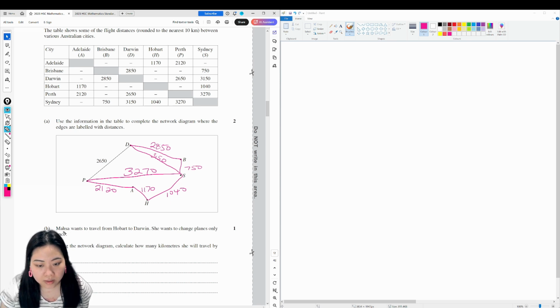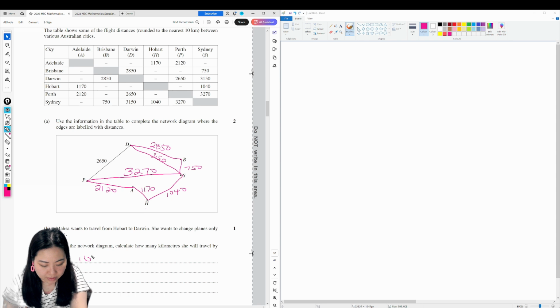B. Masa wants to travel from Hobart to Darwin. She wants to change planes only once. Use the network diagram, calculate how many kilometers she will travel by plane. Only once, she'll have to go through Sydney. That's the only way. So Hobart to Sydney.